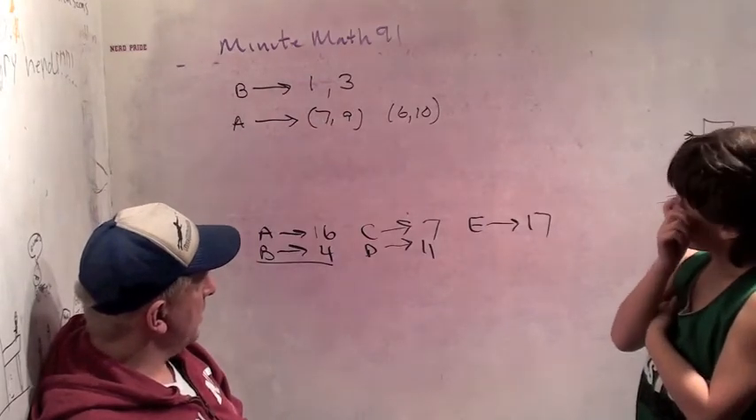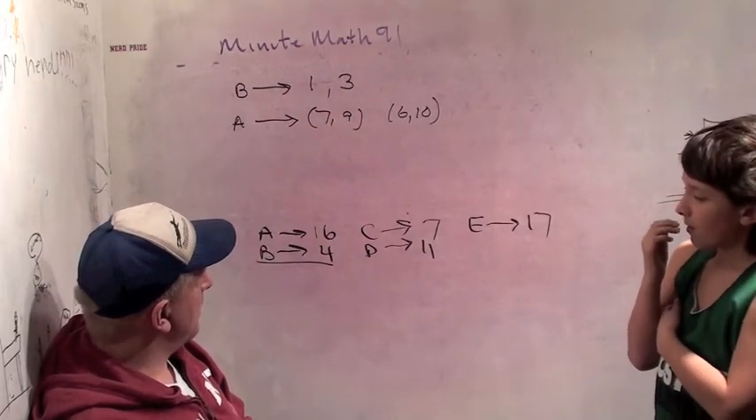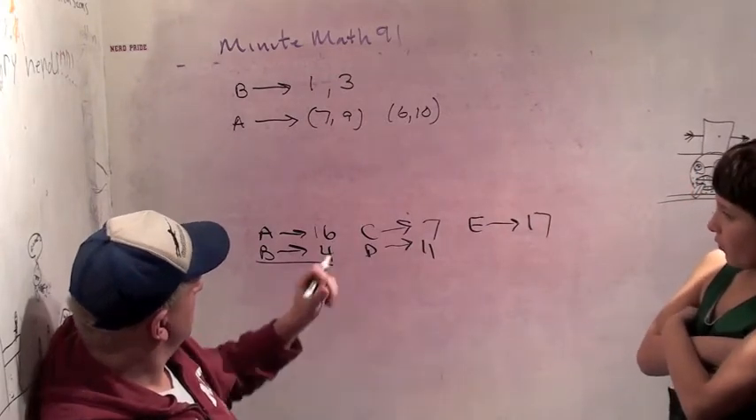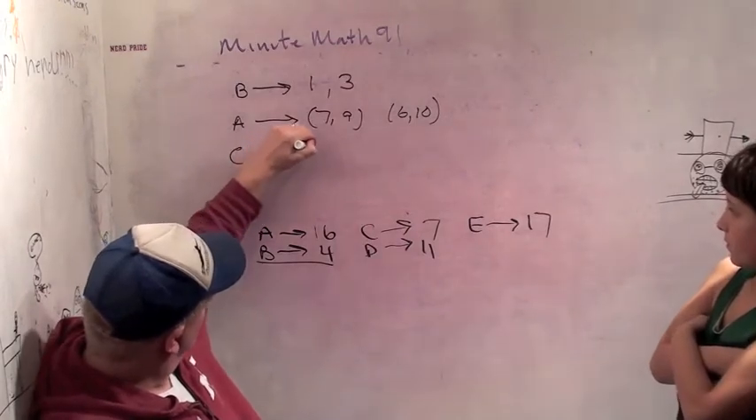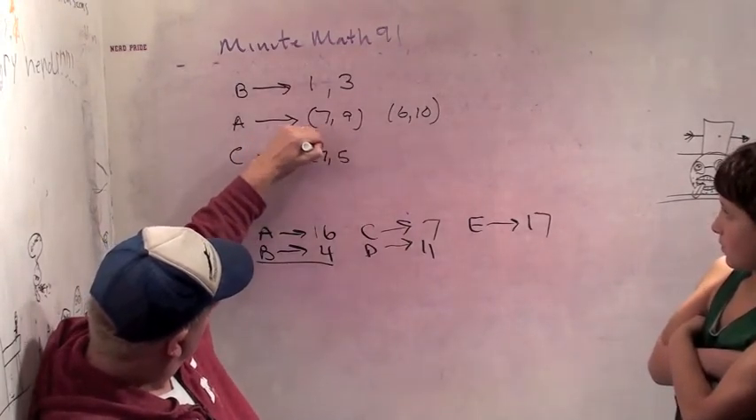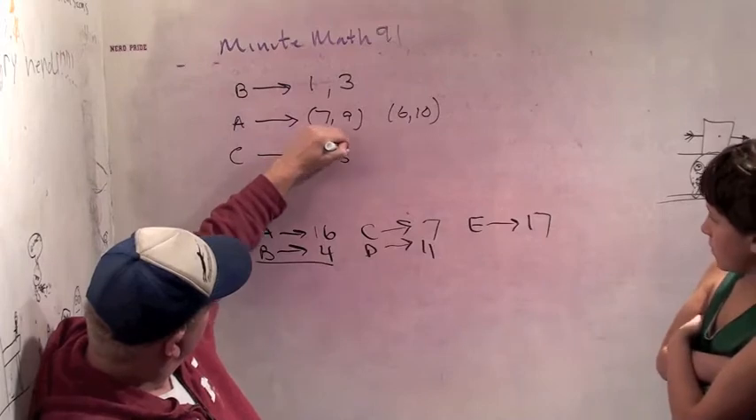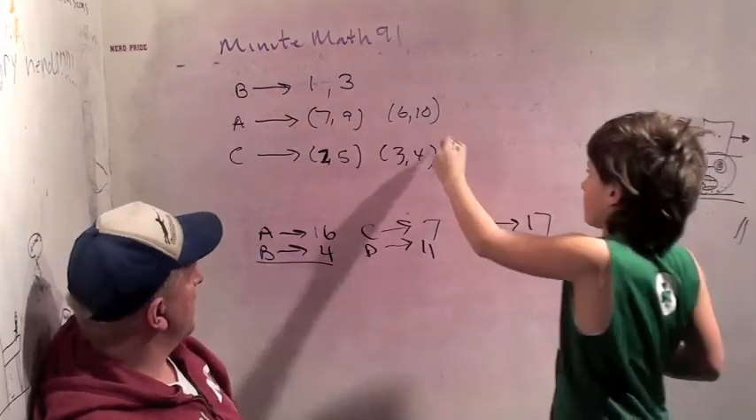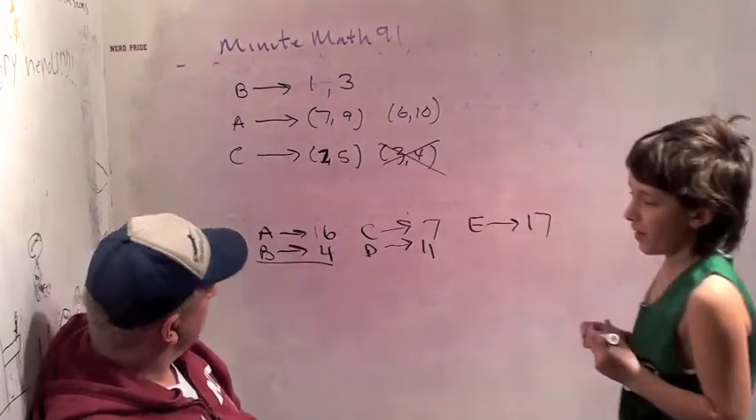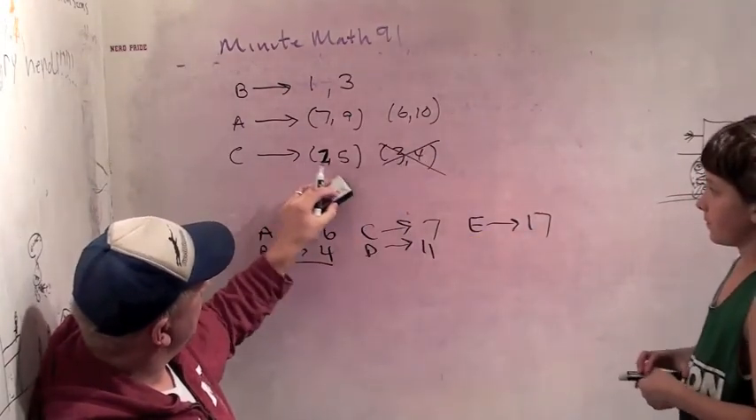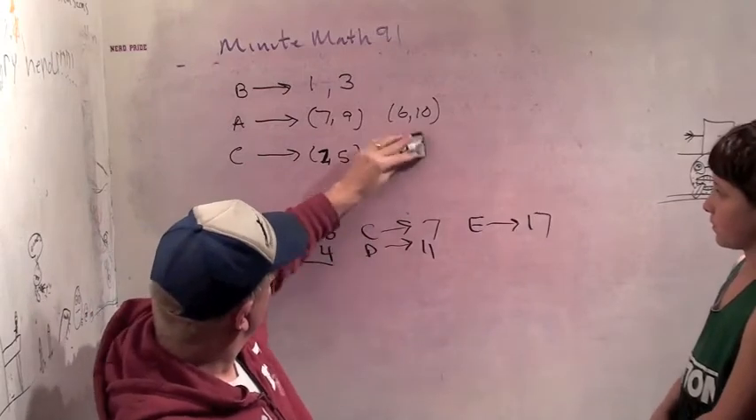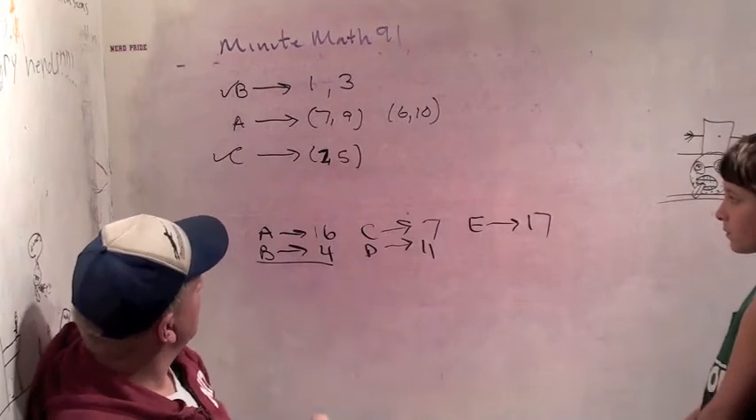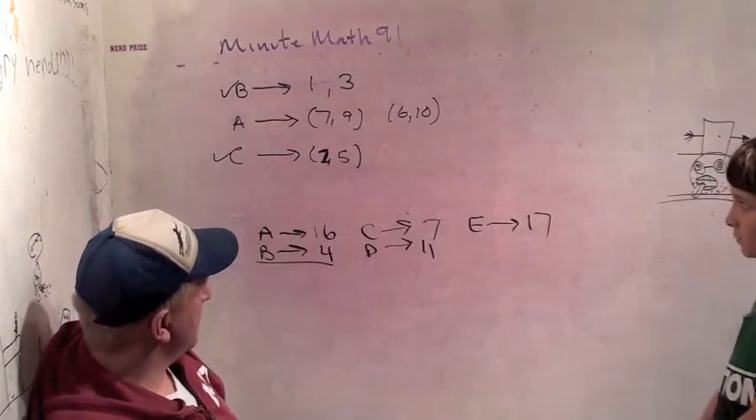Okay? For 7, you can do 2 and 5 or 3 and 4. Can we eliminate one of those? Yeah, 3 and 4 doesn't work. Why? Because Ben already got a 3. So actually we now know 2 and 5. Okay, so we know B did not hit 6, we know C did not hit 6. So 1, 3, 2, and 5 have been used.